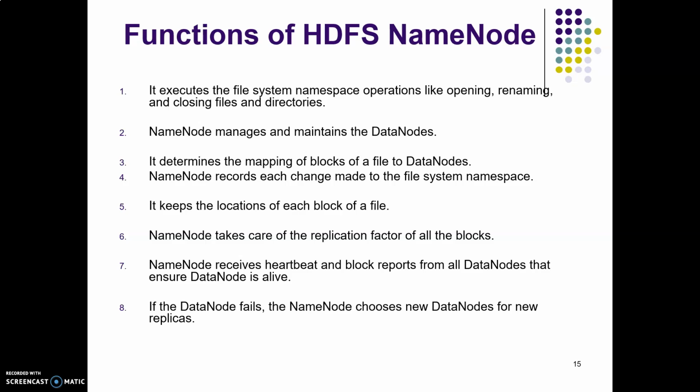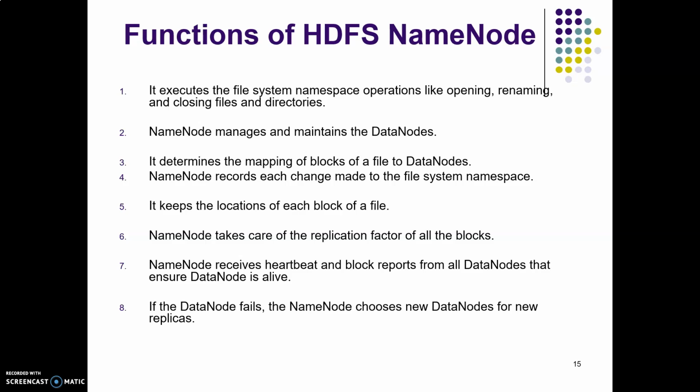So what are the functions of the HDFS name node? It executes the file system namespace operations like opening, renaming, and closing of the files and directories and so on. The name node also manages and maintains the data nodes. It determines the mapping of blocks of a file to data nodes. Name node records changes made to the file system namespace. It keeps the location of each block of a file.